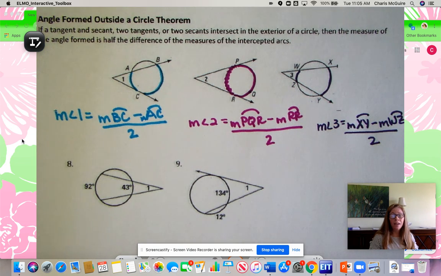All right, so these are the three different scenarios, but really when you see the angle on the outside, you're going to do the difference and then divide by 2. So it's really not that bad. I'm going to let you go ahead and do number 8 because number 8 is straightforward. It's nice.